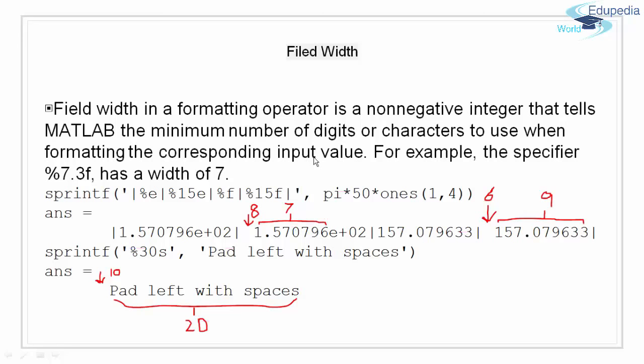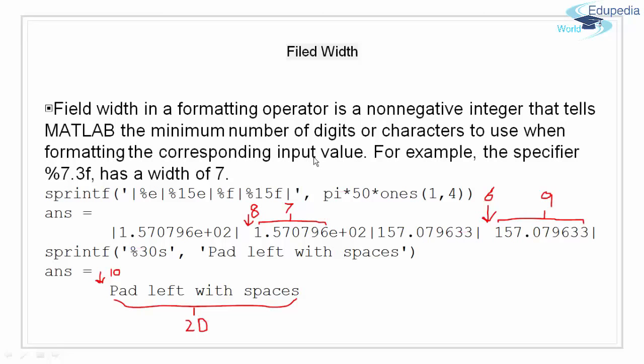Here are a couple of examples that will make this field width concept a little easier to understand. First we have a %e where we have not specified any width, so we'll get the full width. Then we have %15e that says to have 15 digits of width in the answer. So you can say we have 7 plus 8 spaces, which is equivalent to the 15 width in our answer.